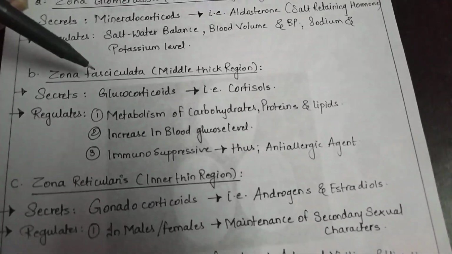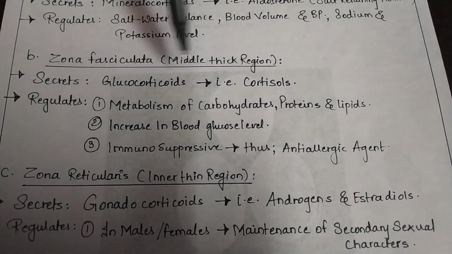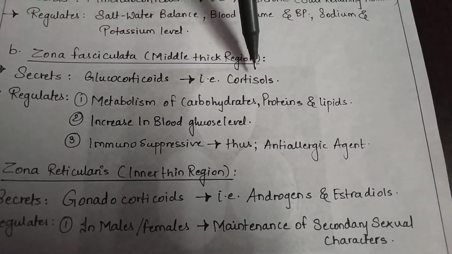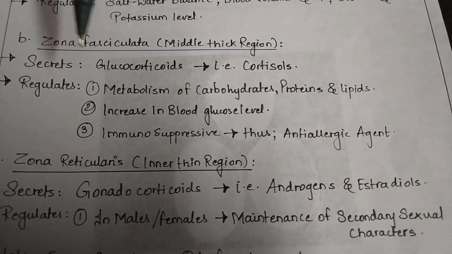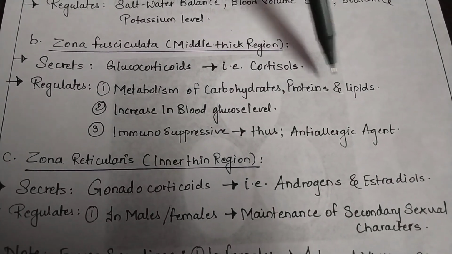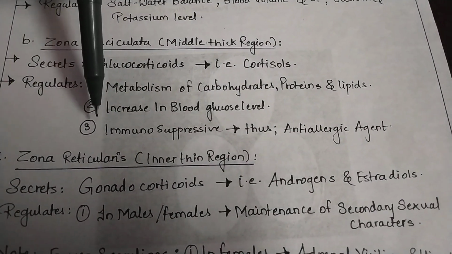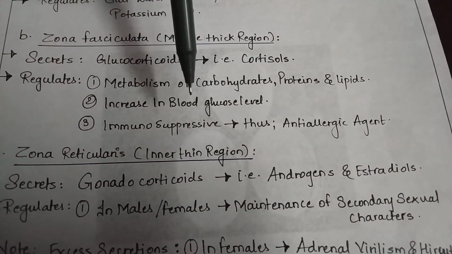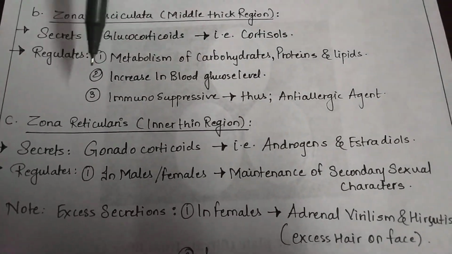Second one is zona fasciculata, the middle thick region. It secretes glucocorticoid, that is also known as cortisols. Now the name itself says gluco, which means it will deal with glucose. So basically it regulates the metabolism of carbohydrates, proteins and lipids. It increases the blood glucose levels, as well as it acts as an immunosuppressive agent, that is nothing but an anti-allergic agent. Now how it is related, I'll tell you.